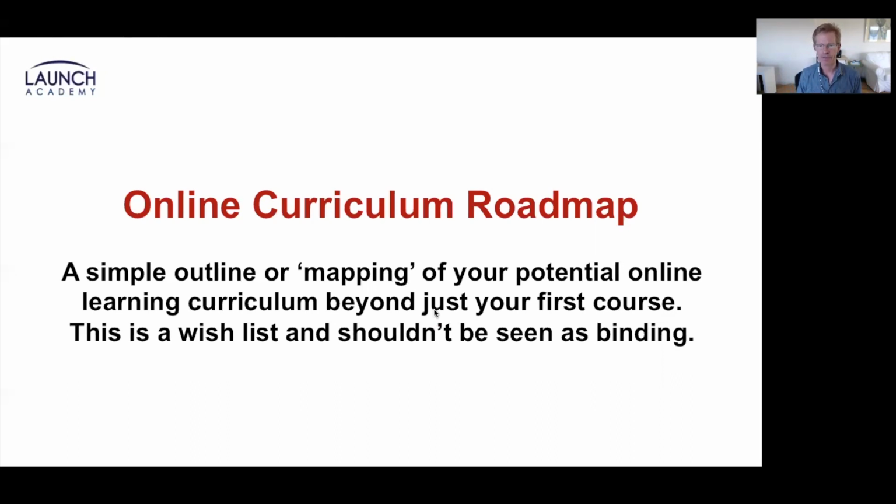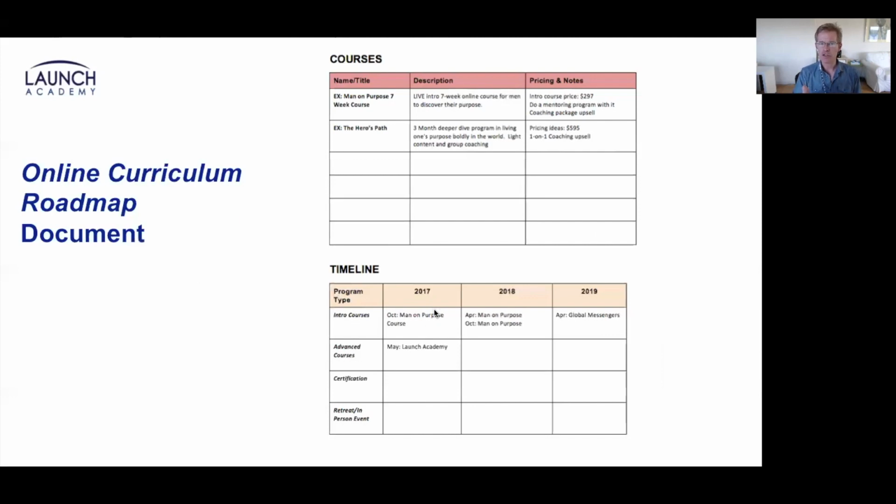So the things that you'll be writing down in your curriculum roadmap document are first the possible different courses that you can create. And you certainly want to start with your idea for your first course, which is likely going to be an introductory experience. I'm going to encourage everybody in the course to create a 5, 6, or 7 week, maybe an 8 week max, online course that is priced in a way that almost anybody can take it.